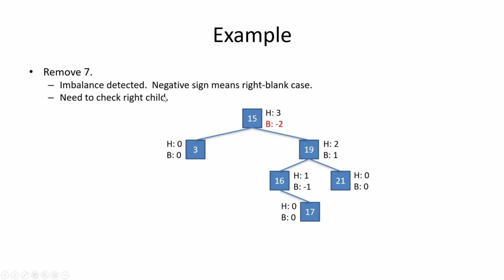Okay, and as it says here, negative sign means we've got a right something case, right right or right left. How do we know? We need to check the right child. So we'll check the right child. The right child is a 1. Now it should be a 1 or a -1. It's the sign we're really looking at here, not the magnitude. We know it should be out of balance. That's how we got a -2 up here.